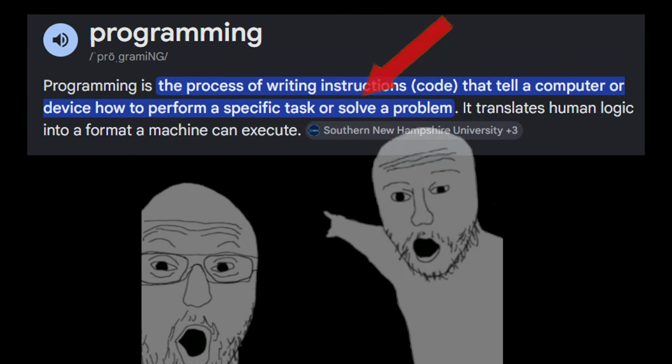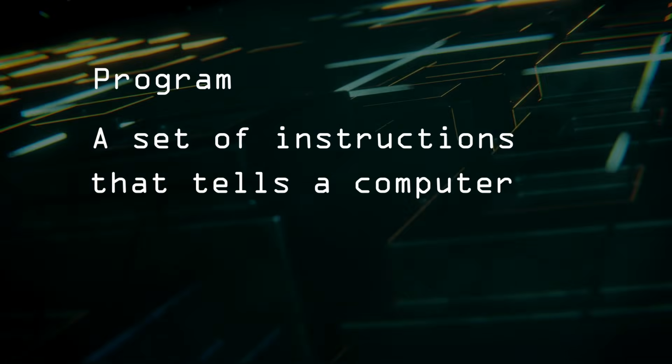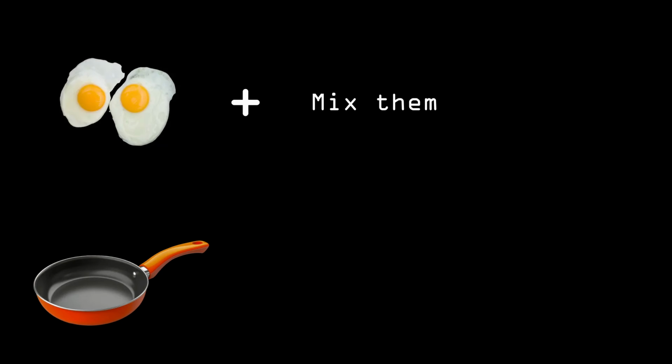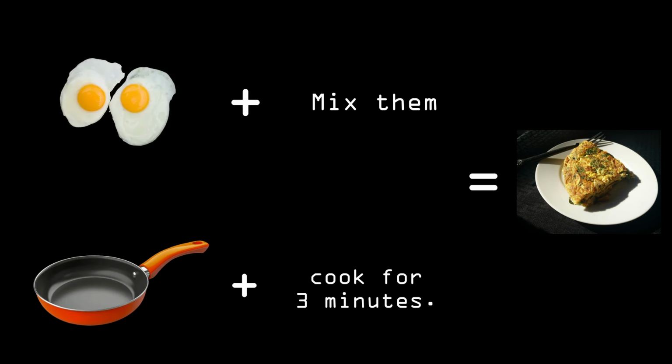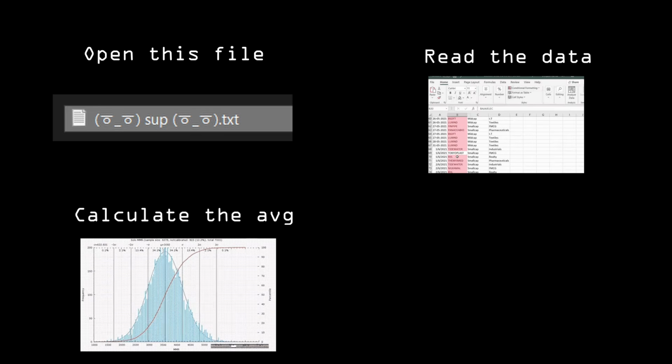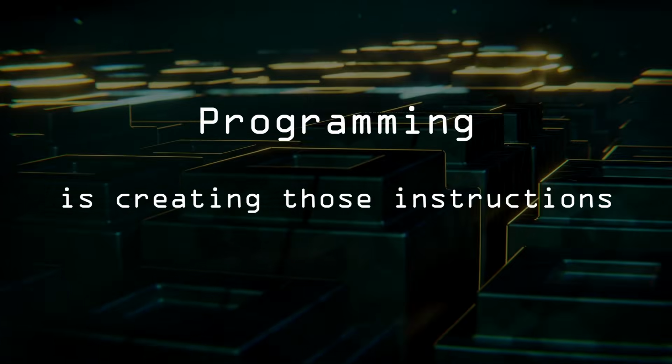Programming is simply writing instructions for a computer. That's it. A program is a set of instructions that tells a computer exactly what to do. Think of a recipe. Imagine I tell you, crack 2 eggs, mix them, put them in a pan, cook for 3 minutes. Those instructions produce an omelette. Now imagine giving instructions to a computer. Open this file, read the data, calculate the average, show the result. Different instructions, same idea. Programming is creating those instructions.